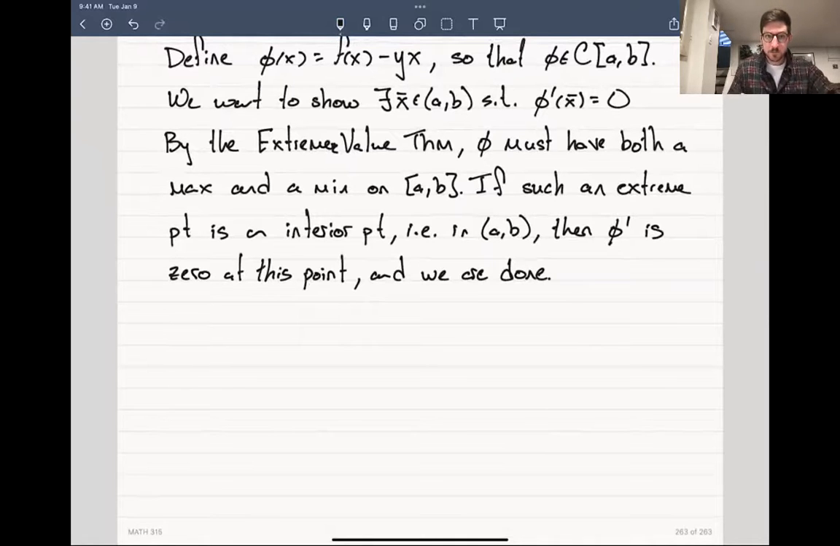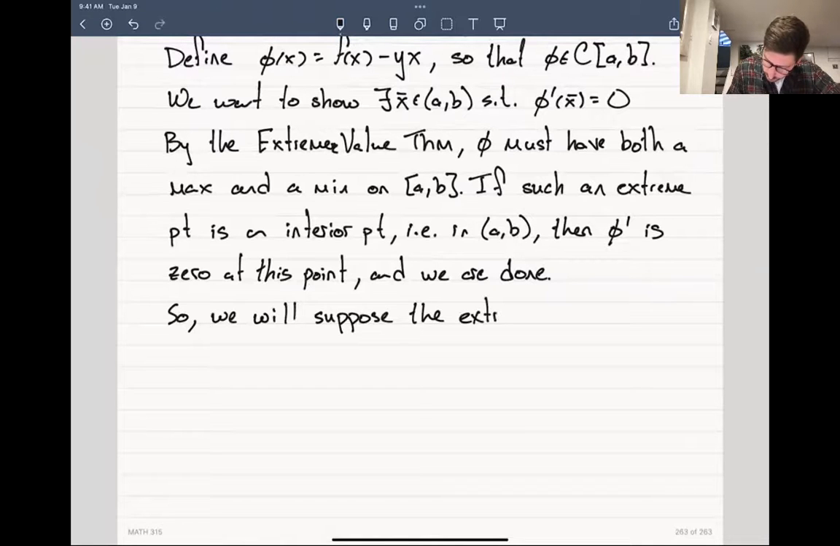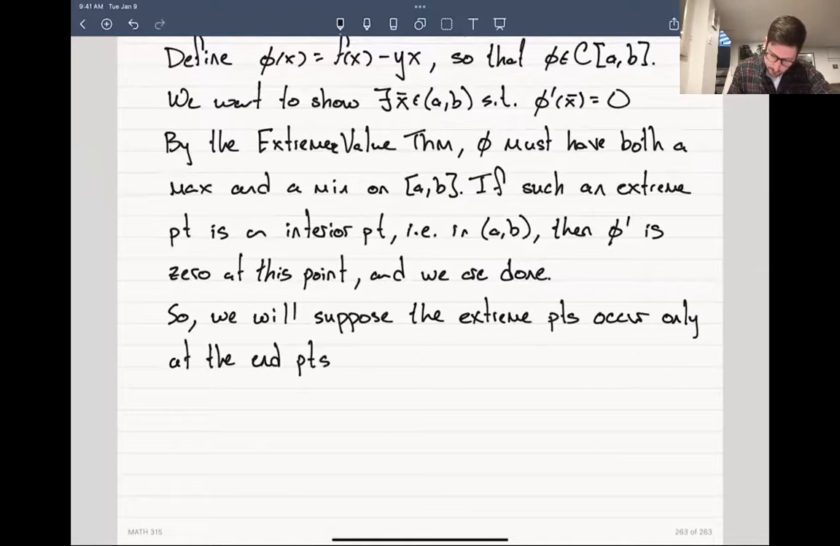So then we're only left to interrogate the case where you get extreme points at the endpoints. So we will suppose the extreme points, well, we'll suppose these things occur only at the endpoints A and B, and try to find a contradiction.